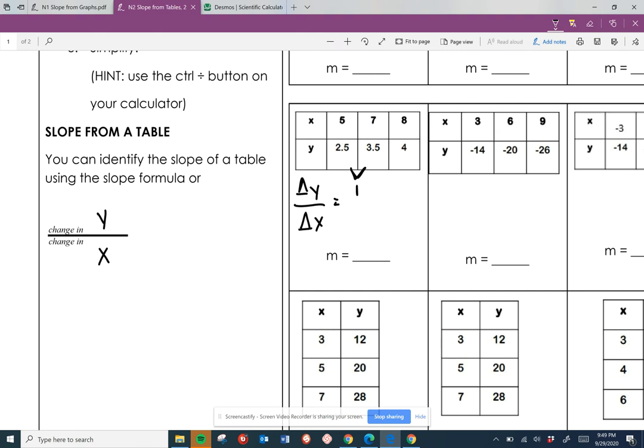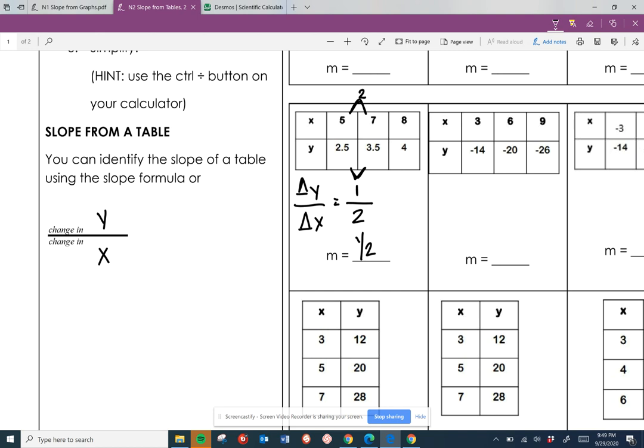It will be plus 2. So my fraction would equal 1 over 2. The answer would be 1/2. Okay, over here, you could do the same thing, or if you wanted to, you could substitute them into the slope formula that we used in the previous problem. So I'm going to show you how that looks.